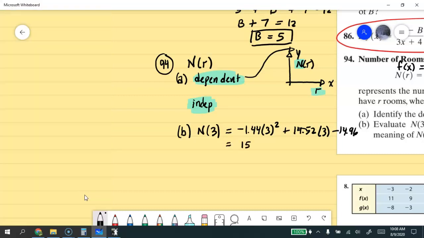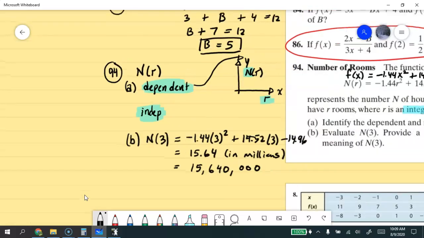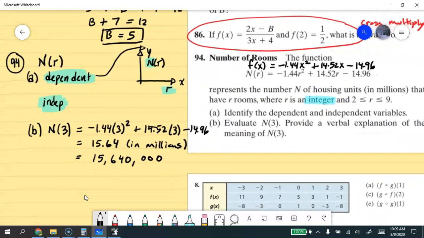So when you end up with 15.64, remember this is in millions, right? And if you're wondering what does that exactly mean, when we say 15.64 million, that actually means multiply that number by 1 million. Okay, so six times you have to move that decimal place. So really we're talking about 15,640,000 houses in the United States have 3 rooms in them. Okay, that's what that stands for.